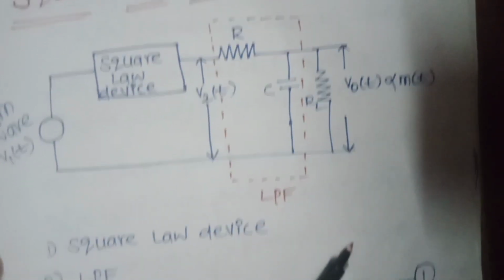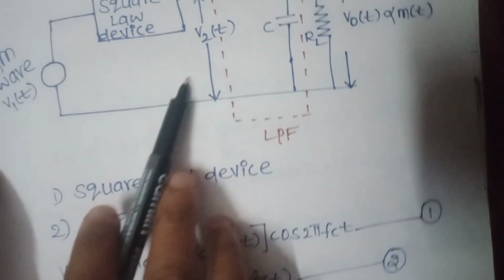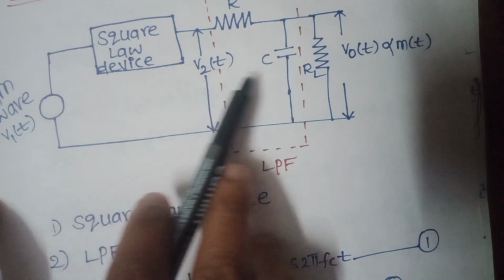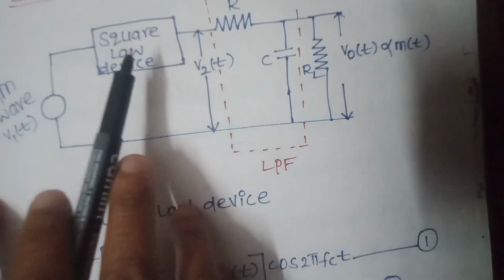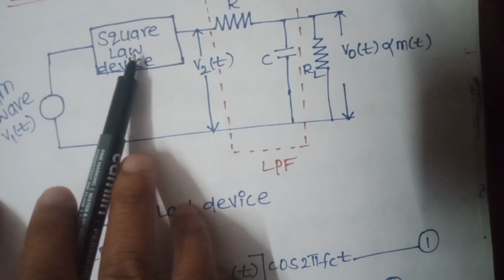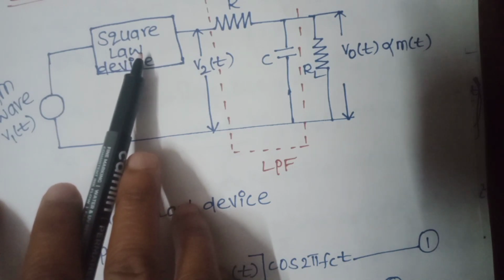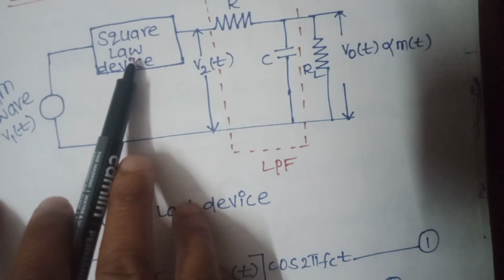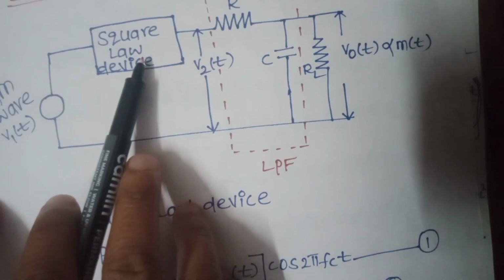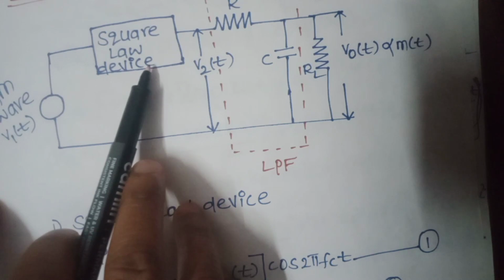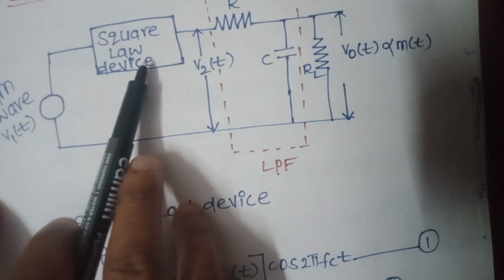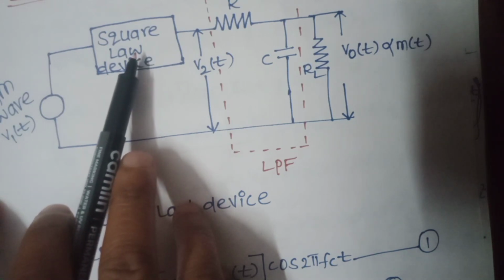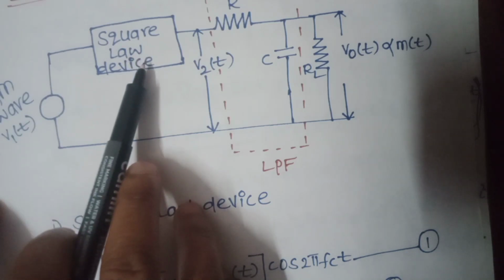So now here you see the components: we are using a square law device and an LPF filter. Semiconductor devices or transistors are used as the square law devices, that is, diodes and transistors. Due to the transfer characteristic, the diode will perform the square law operation.